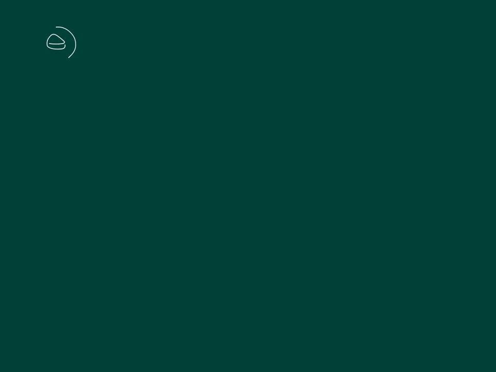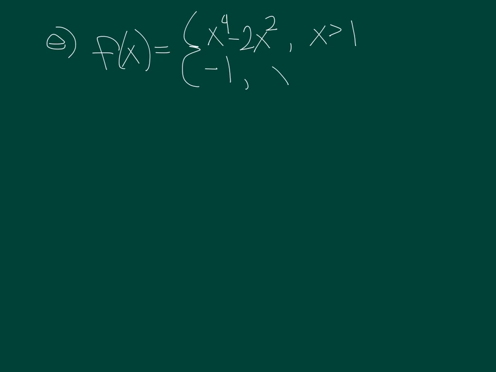So E. We are given the piecewise function f of x equal to x to the fourth minus 2x squared, where x is greater than 1, and then we have negative 1, where x is less than or equal to 1. Ooh, I'm glad I picked this one. So first of all, we have to establish continuity, because if the function is not continuous, then we know it is not differentiable, and we can stop.